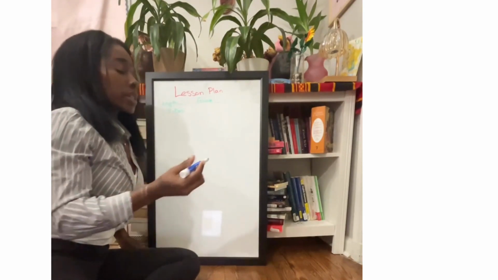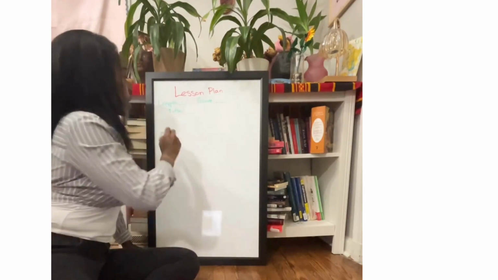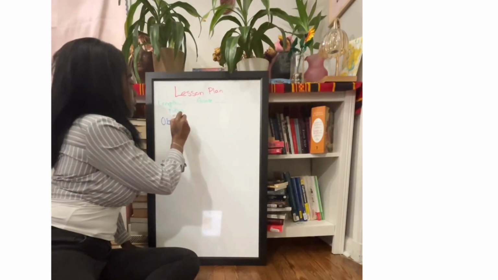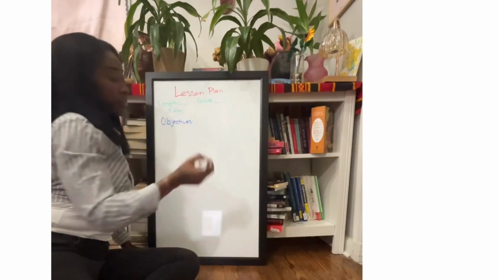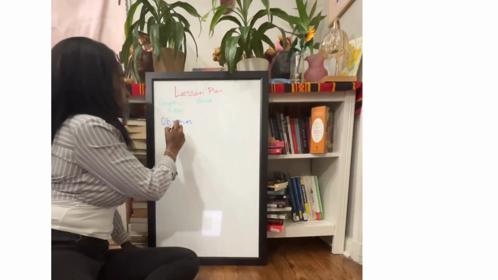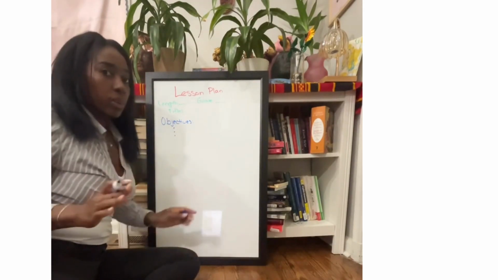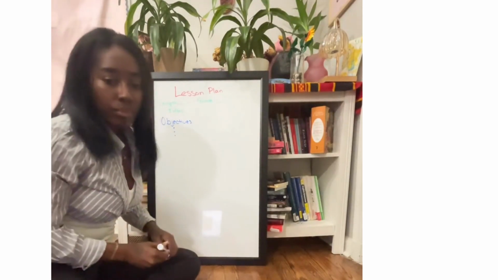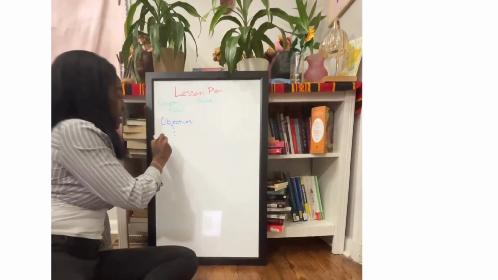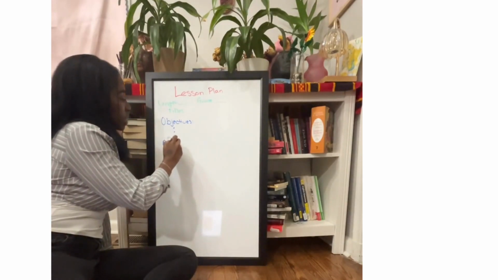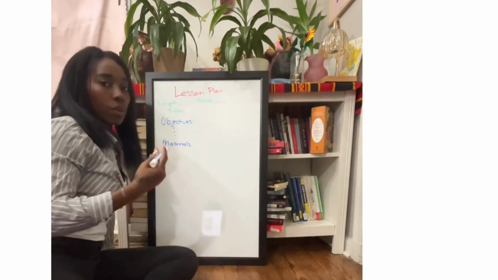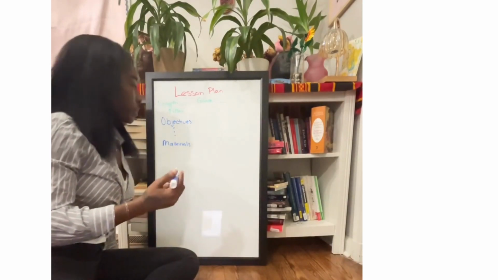The elements you want to include are the objectives. So what are they going to learn? I like to focus on 1 to 3. I keep my lesson plans really simple. Next, you'll list the materials that you need. So if they're reading, what book do they need? If they're crafting, what supplies are required?